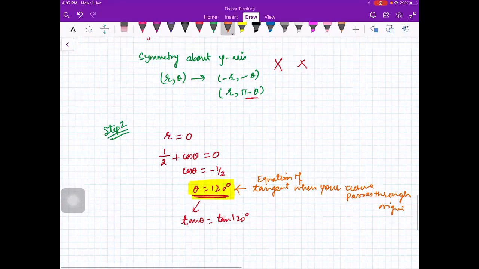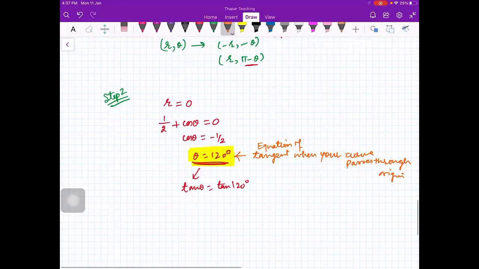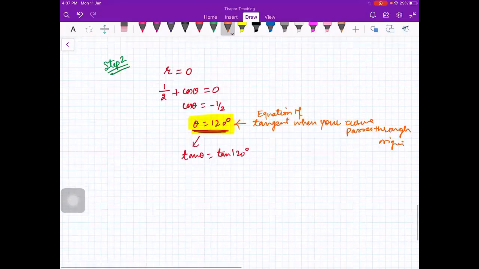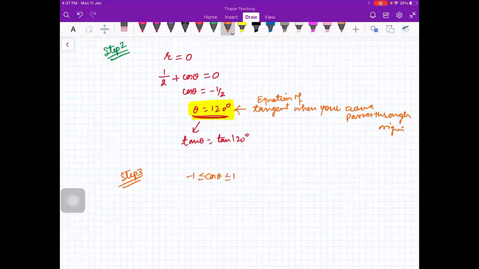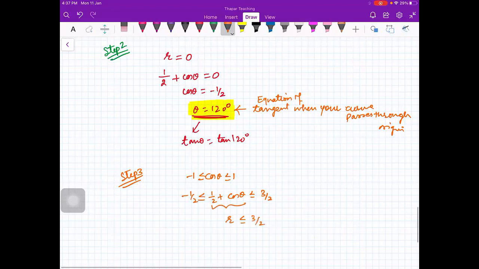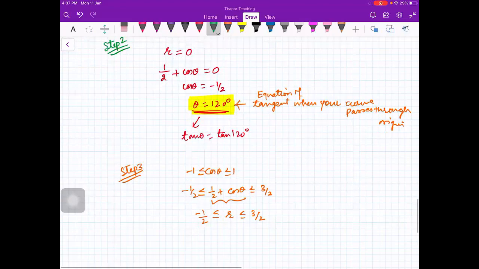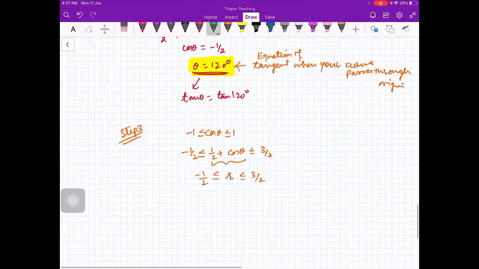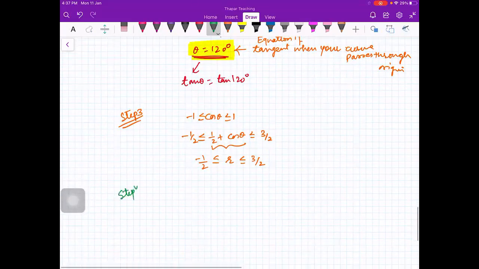And now you can check the range. Now you have step 3. So you know cos theta lies between 1 and minus 1. So here your 1 by 2 plus cos theta will lie between 3 by 2 and minus half. So your r will lie between 3 by 2 and minus half. Now you know the meaning of negative r. Now step 4 is you will just take some points on your curve. Because you know your curve is symmetric about the x-axis, you can just take points from 0 to pi. You don't need to take points from 0 to 2 pi.